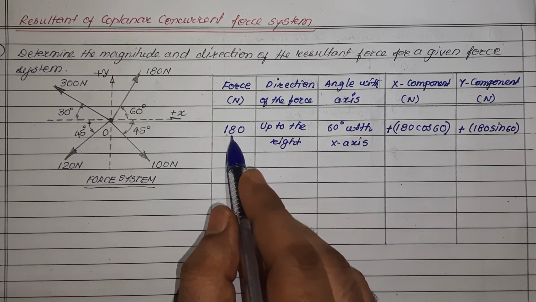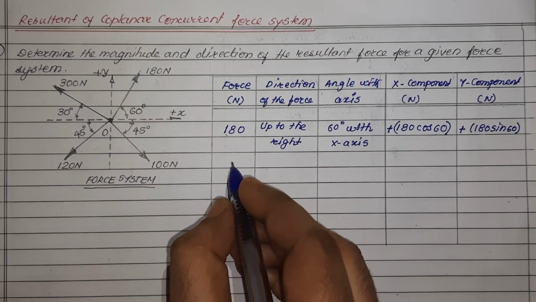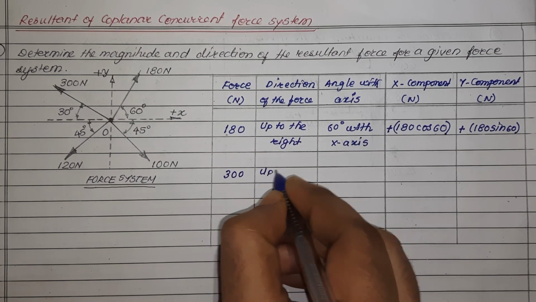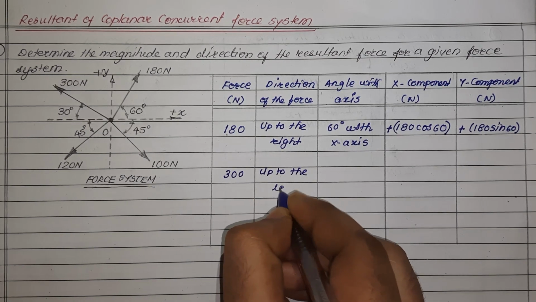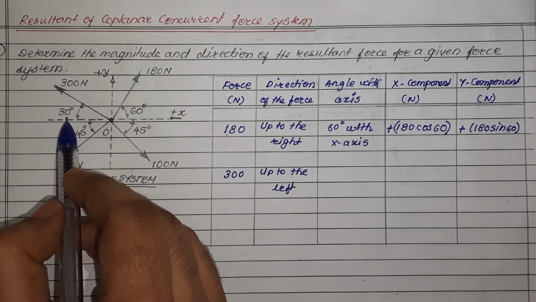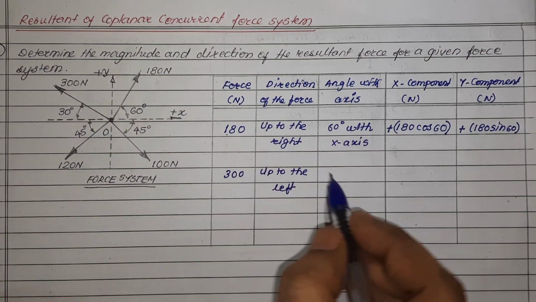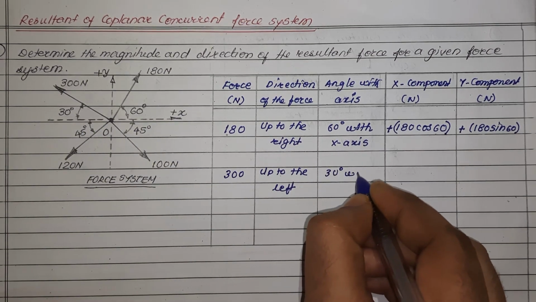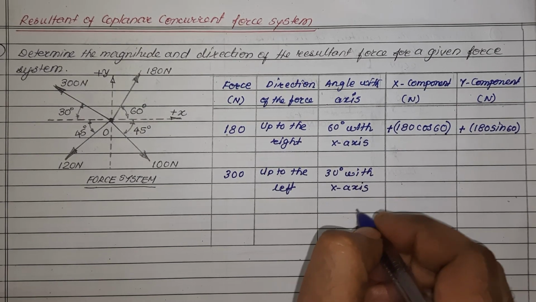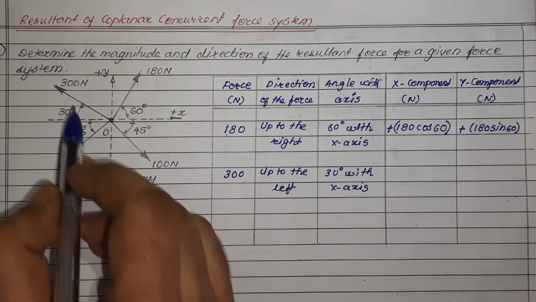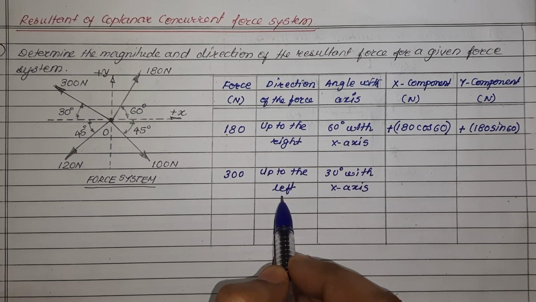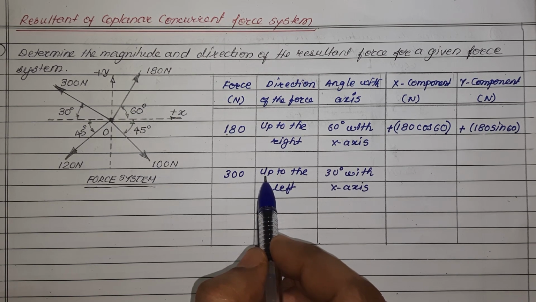Similarly, we will write down details for the second force, 300 Newton. This is the 300 Newton force. Its direction is up to the left. How much angle is this force making? This force is making a 30-degree angle with the x-axis. So here, 30 degrees with x-axis. As we have mentioned, the force 300 Newton is acting up to the left. Its x component will be leftward, that is negative, and its y component will be positive because it is upward.